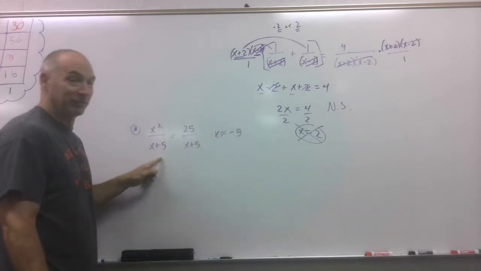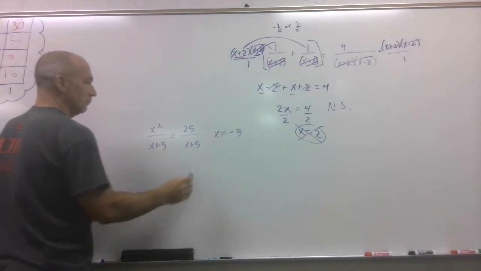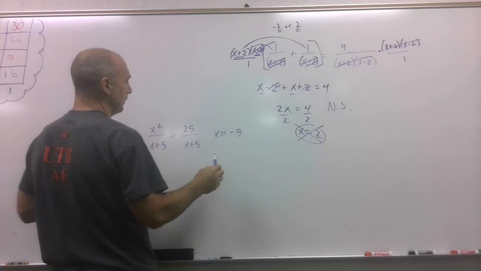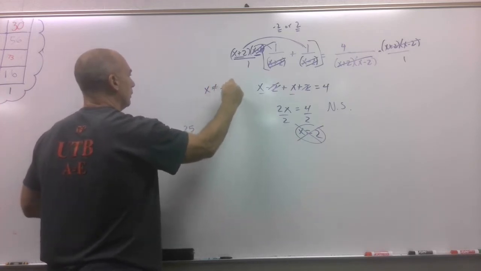A little different twist on this one. Notice we've got an x squared. Don't worry about it. But think about it, something different's going to happen. X can't equal -5, we'll put that over here.